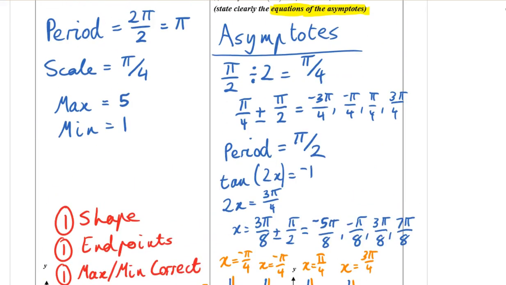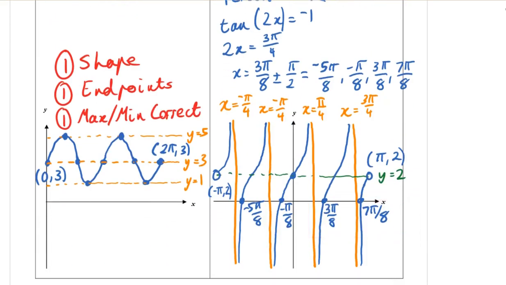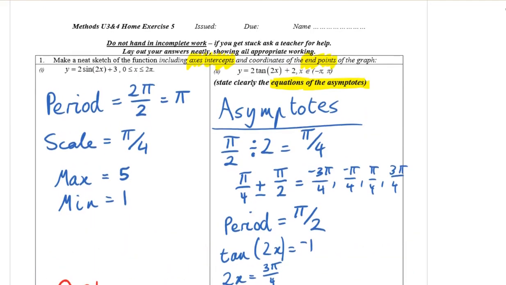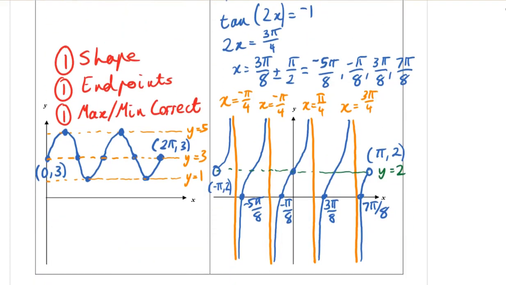We can then find our x-intercepts by solving tan of 2x equals negative 1, which gives us 2x equals 3 pi on 4. Again, adding and subtracting our period of pi on 2 gives us all of these values here. So we can then sketch reasonably accurately. My green line there of y equals 2 is just representing that vertical translation of 2. And you can notice that I've got open circles for those endpoints, a really important feature there, as the question did have curved brackets when stating the domain.